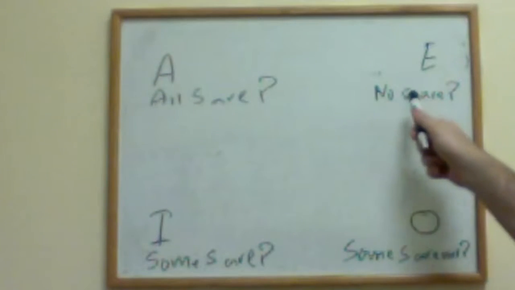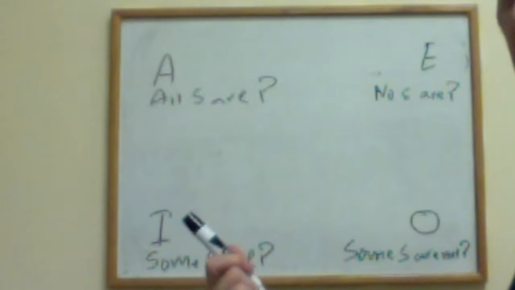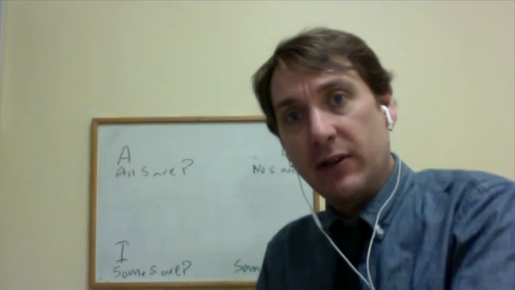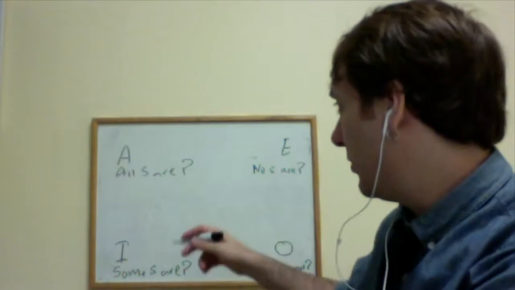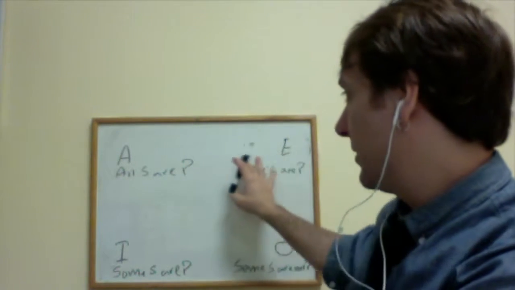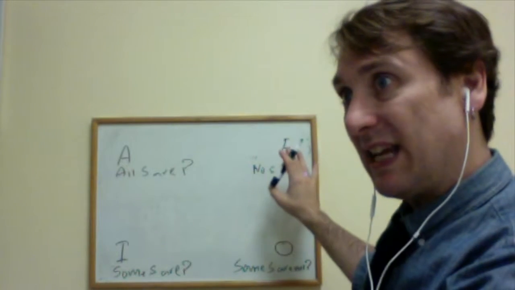Now, each one of these sentences, according to the logic that we're talking about here, is associated with a truth value, and it's one of two truth values. It can either be true or it can be false. And the square of opposition is a way of summing up the relationships that exist between these sentences.